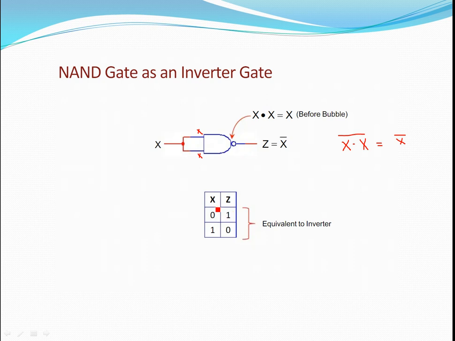So you can see here, for example, X value is 0. So that means both the inputs of the NAND gate are 0. If both the inputs of the NAND gate are 0, the output becomes 1. And if X is 1, so both the inputs are 1 now. Already you know that if both the inputs are high, the NAND gate output is 0. So that means if X is 0, output is 1. If X is 1, output becomes 0. So now it's equivalent to an inverter.